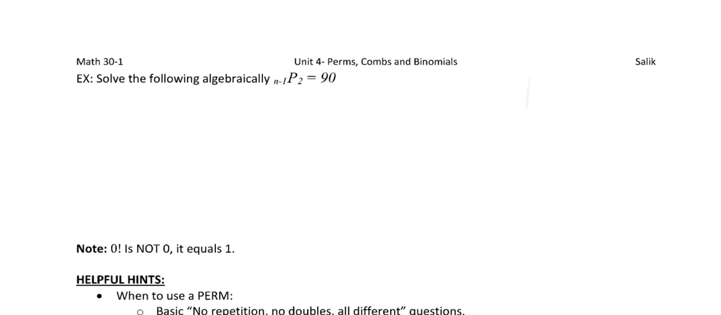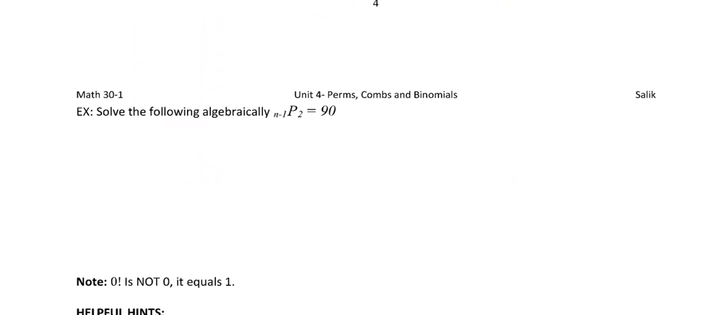All right, last question. So solve this algebraically. Okay, so let's just simplify this first part to begin with. So if we've got n minus 1 P 2, then here my equation was nPr is equal to n factorial over n minus r factorial, right?